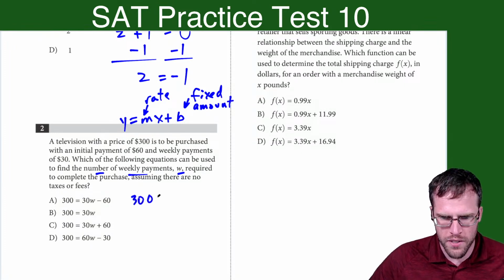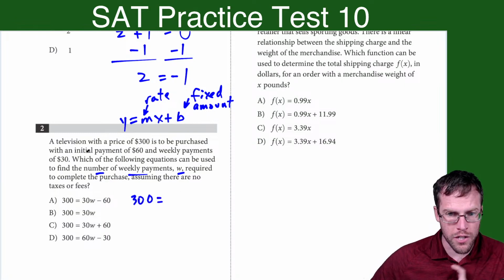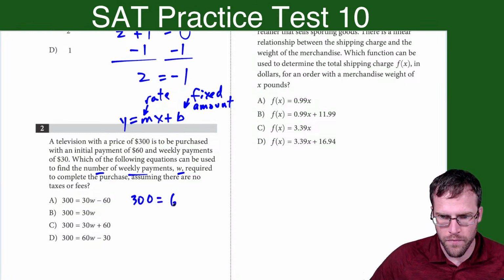So the total price of the TV is $300. The initial payment is the fixed amount. Okay, but then how much they're paying per week is $30. So plus 30 times W.